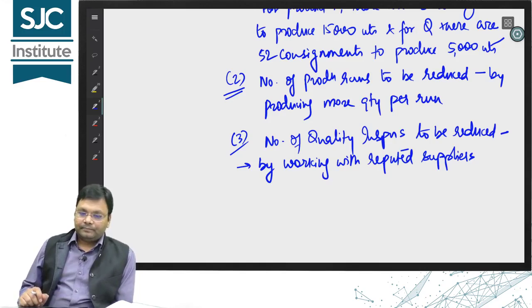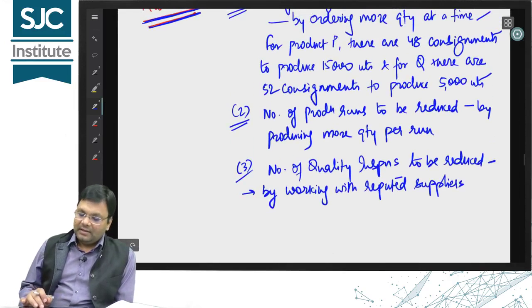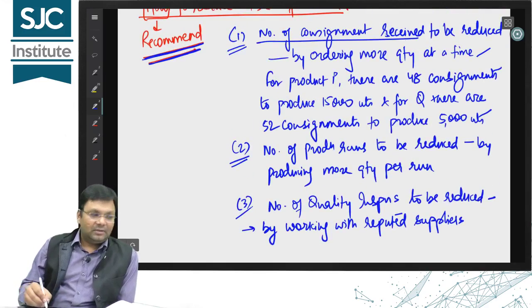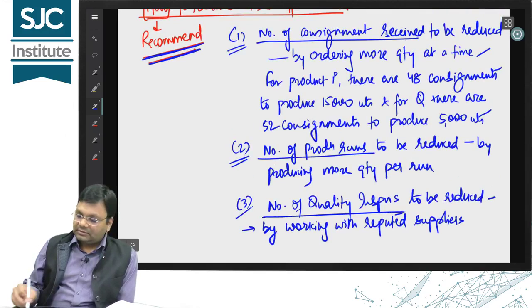Okay, we cannot say that we should not inspect at all. If you are buying good raw materials, then the dependency on inspection can be reduced. Okay, so I have given you 3 points. Usually, how do we write these answers? We write these answers by focusing on the different cost drivers.